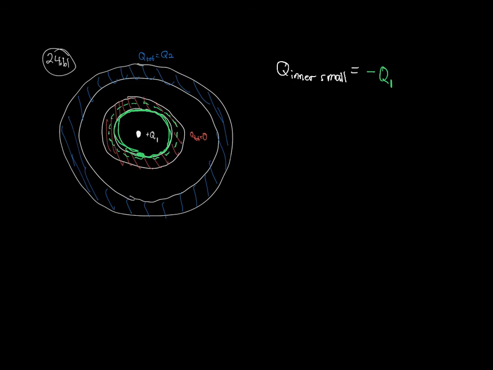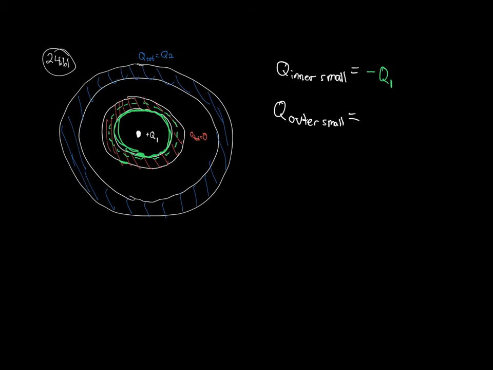Yes? Okay, now let's go to the outer surface of that. What should we call it? Q outer of the small shell. How much total charge do I have on this small shell? 0. Q total is 0. They gave us that. So if I have negative Q1 on the inner part of that small shell, what do I have to have on the outer part? Positive Q1, so that I add up to 0.